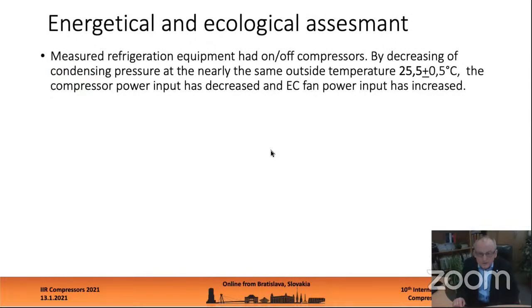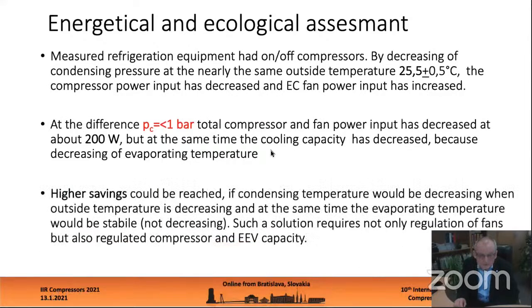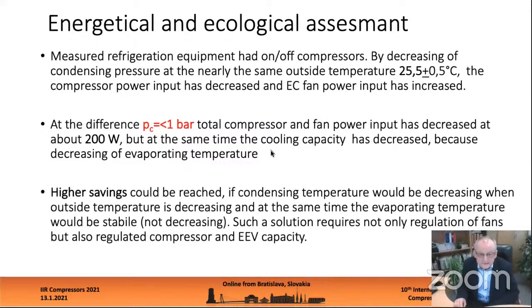Energetical and ecological assessment. At a condensing pressure difference of 1 bar, total compressor and fan power input decreased by about 200 watts, but at the same time the cooling capacity decreased because of the decreasing evaporating temperature. So, how to reach higher savings?